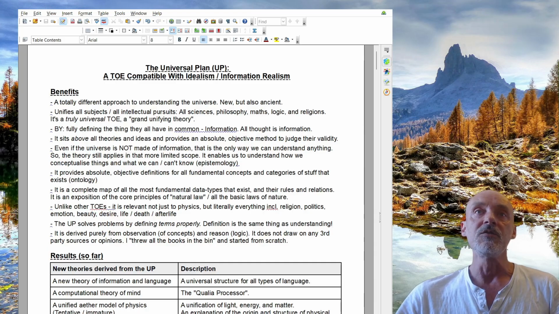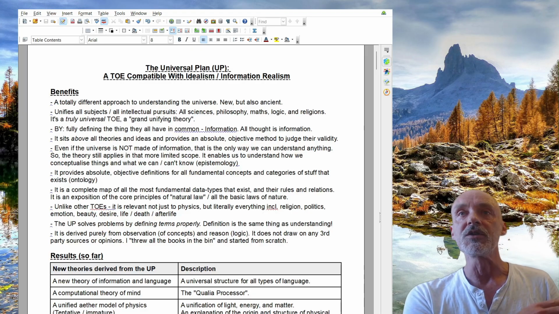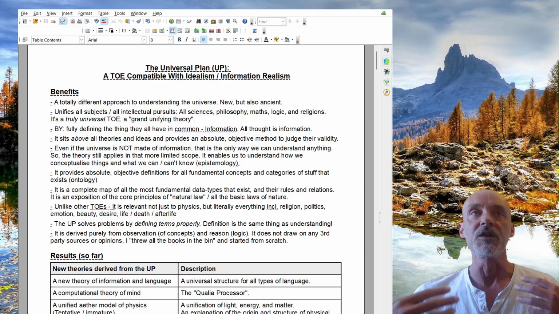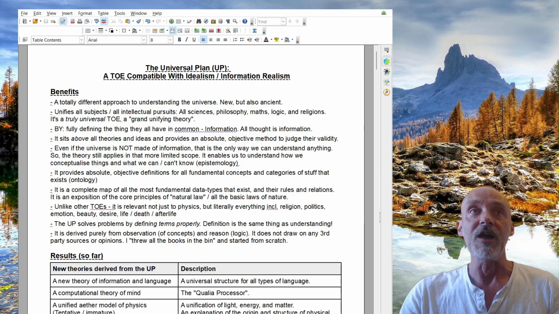And as I mentioned, the UP is derived purely from observation and reason. It doesn't draw on any third-party sources or opinions. It's not syncretism. I haven't mixed and matched a whole load of ideas from other people. I literally threw all the books in the bin and started from scratch with the most basic things that I could observe, and then tried to figure out how things work from that.